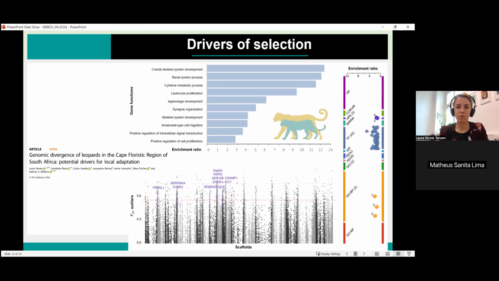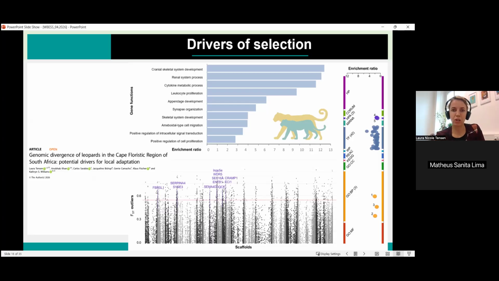And then we overlapped these with FST outliers because we know that regions with high FST outliers relate to selection. And then we wanted to see whether our enriched genes overlap with FST outliers. And we found that 36 of these genes did overlap with FST outliers. So this sort of strengthened the idea that these genes could relate to local adaptation. So with your GO enrichment, you can seek out the gene functions. A lot of them were like cranial skeletal development or cell regulation, which is quite common in these tests.